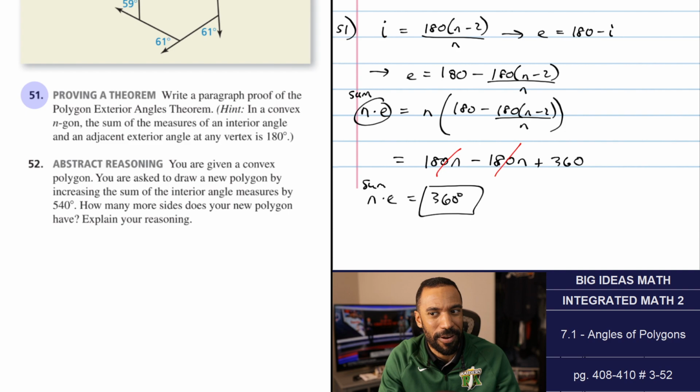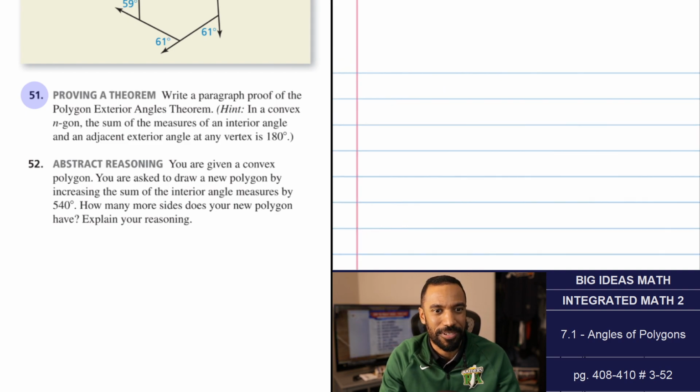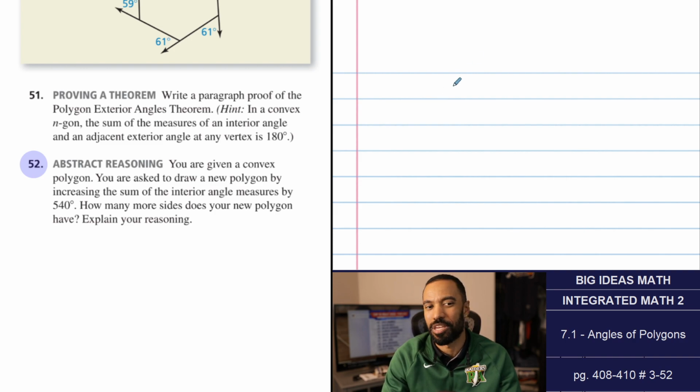I don't know. I didn't write the paragraph one. I feel like I maybe should have, but I don't know what else to say. The calculations speak for themselves. They shouldn't have said paragraph proof. They just said prove it.